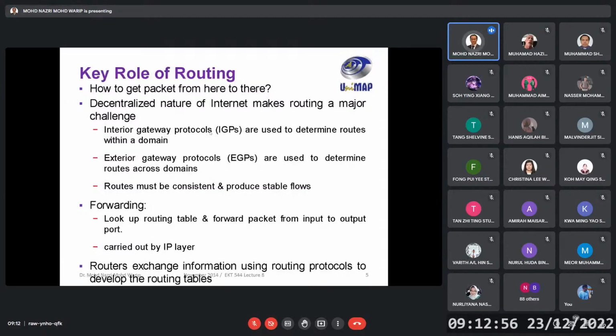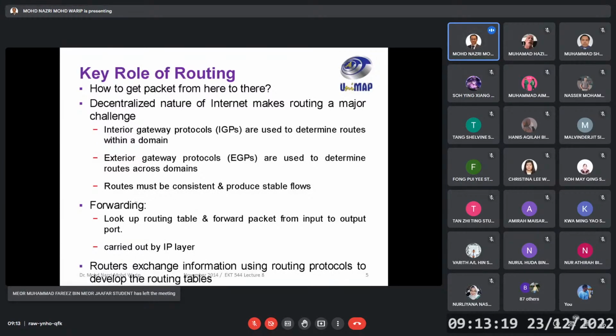IGP, or interior gateway protocols, are used to determine routes within a domain. That means inside the AS. Exterior gateway protocol, or EGP, is used to determine routes across domains. It means across domains, for example, different AS. Routes must be consistent and produce stable flow.